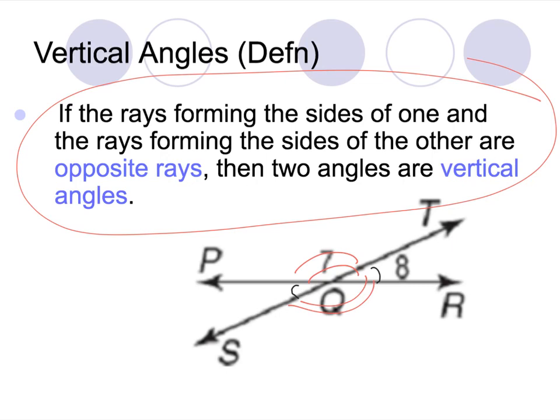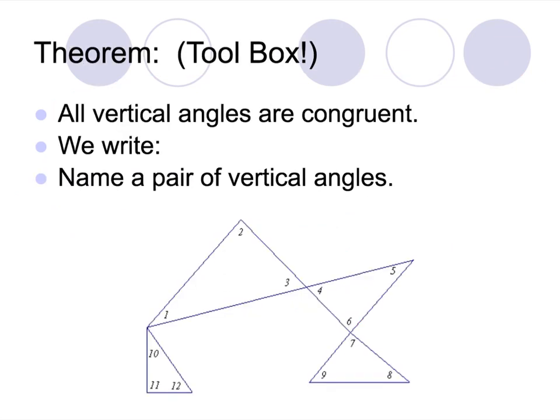Okay, so the red ones are congruent. The ones with the black single tick mark are congruent to each other as well. And that is our next theorem. All vertical angles congruent. Or if you want to abbreviate it as vert angles congruent, I am cool with that as well. Mr. Brown's a cool dude.